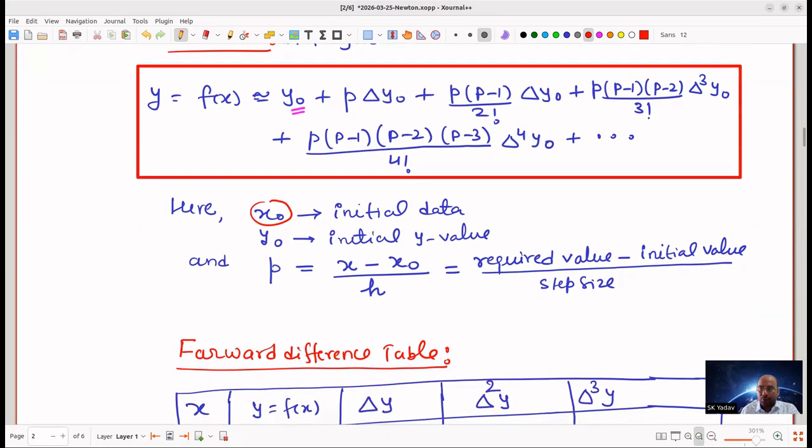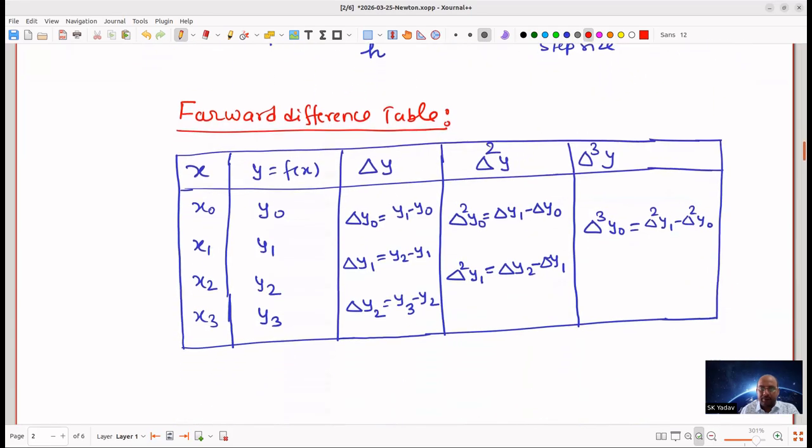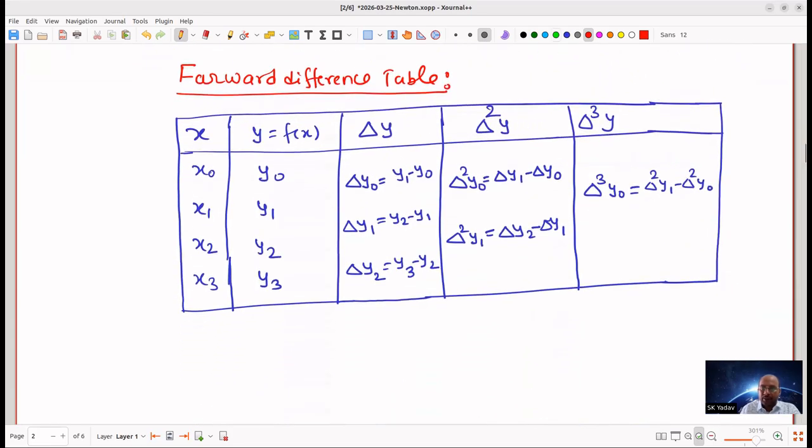Now let's see how to compute these differences. So we have a Newton forward difference table. In this table, you can see we have the x values and then we have the y values. I have written up to n equal to 4, so here you can write n, and this is n equal to 0 here, 1 here, 2 here, 3 here.